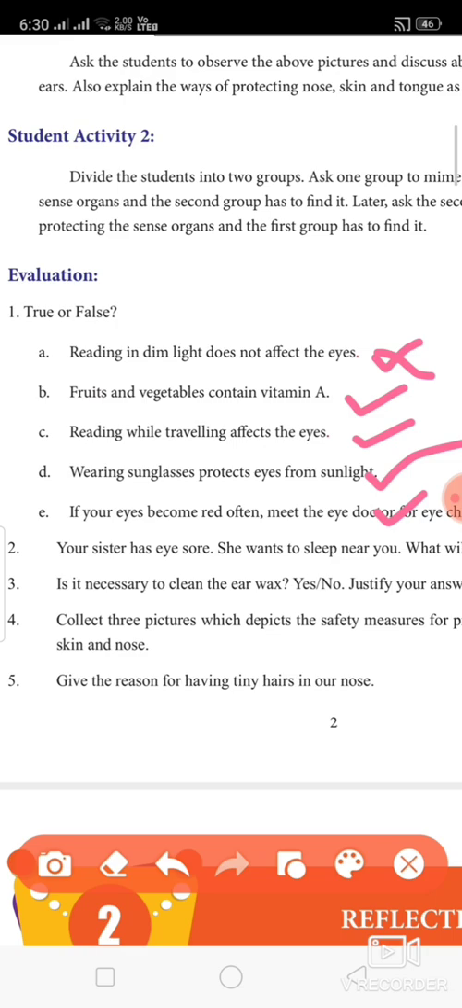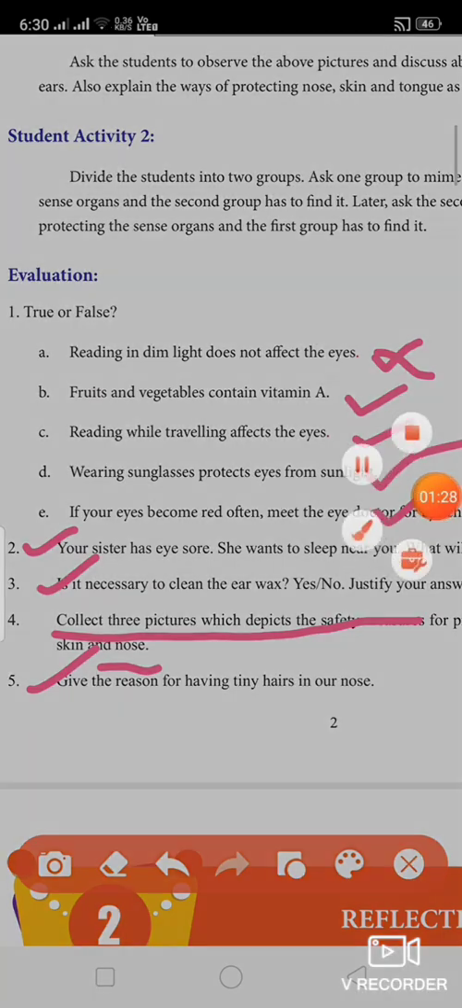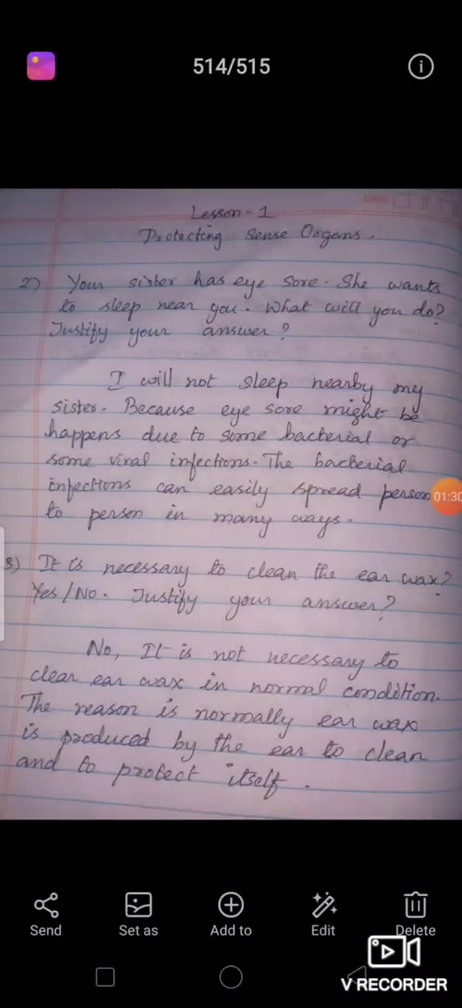Now we are going to see answers for question number 2, 3 and 5. Question number 4, they have asked you to collect pictures regarding the safety measures for protecting sense organs. That is out of your interest. So we are going to see the answers for question number 2, 3 and 5.